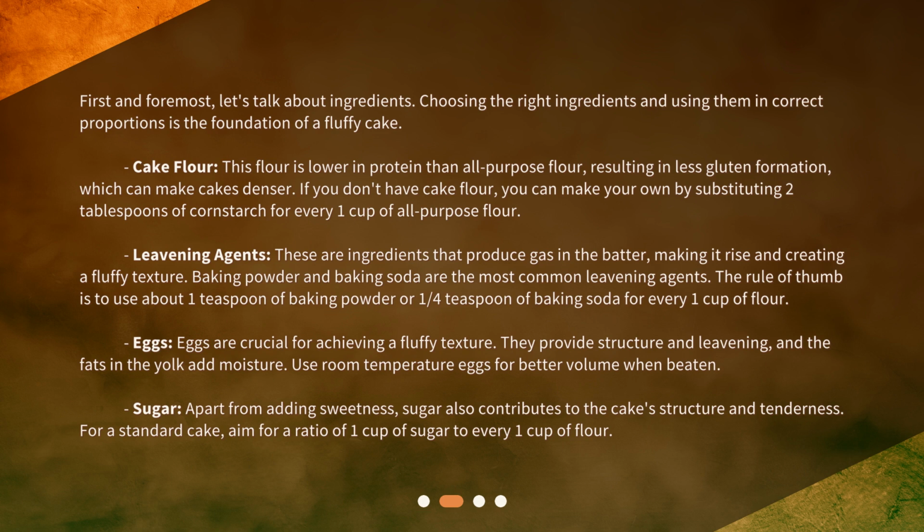Eggs. Eggs are crucial for achieving a fluffy texture. They provide structure and leavening, and the fats in the yolk add moisture. Use room temperature eggs for better volume when beaten.